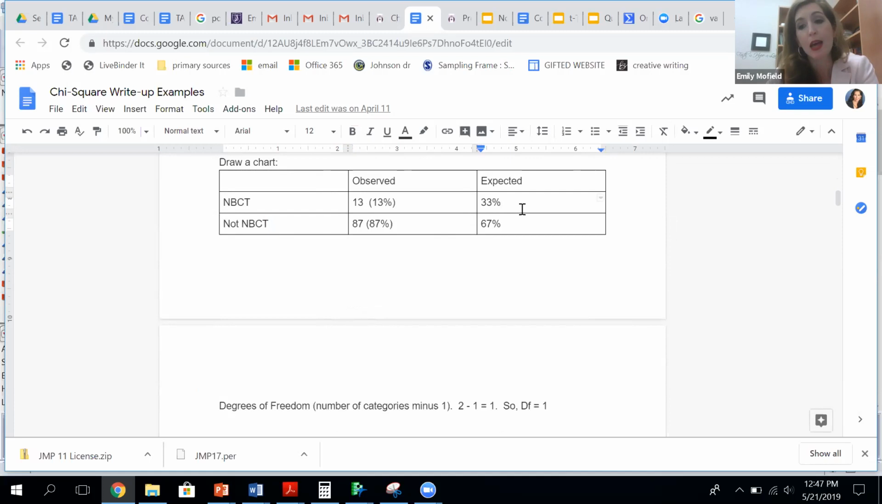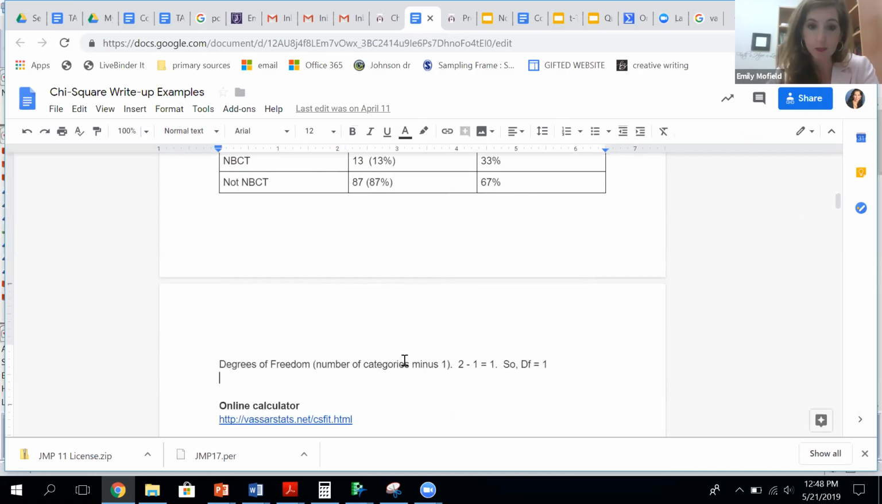So let's just say in reality that the national average is that 33% of teachers have national board certification, but in Tennessee there's only 13%. And you want to see if that is different.